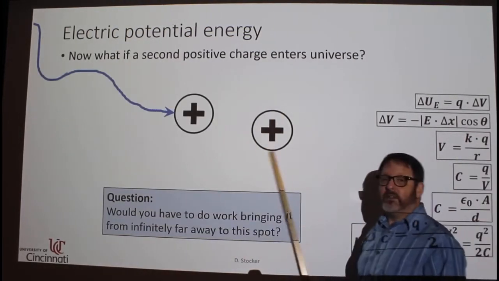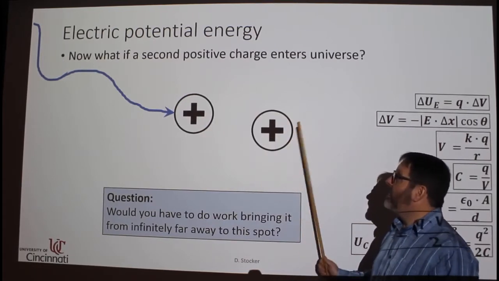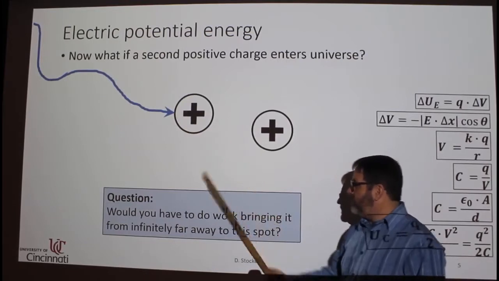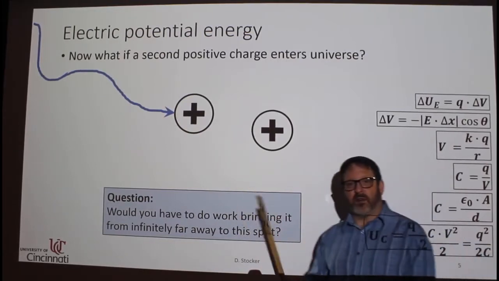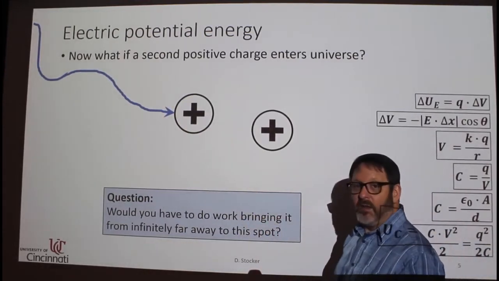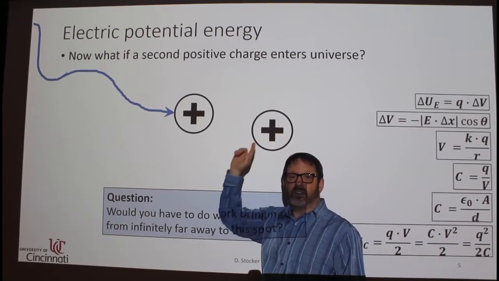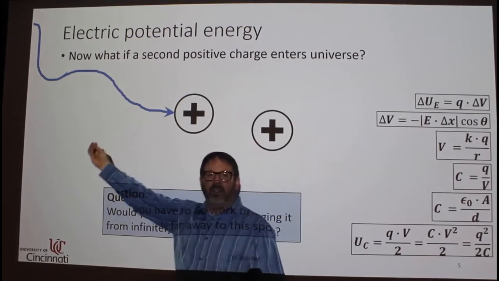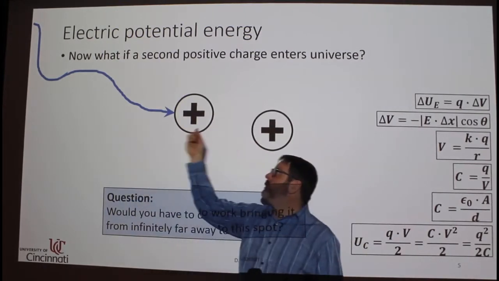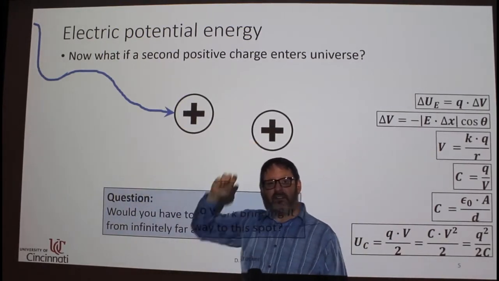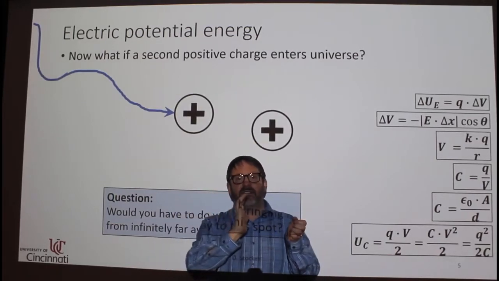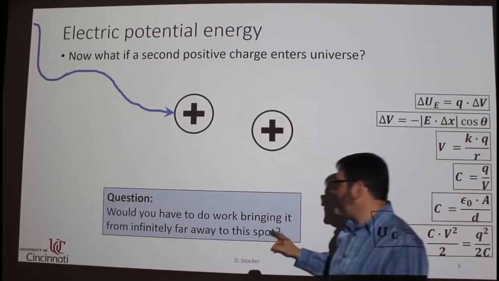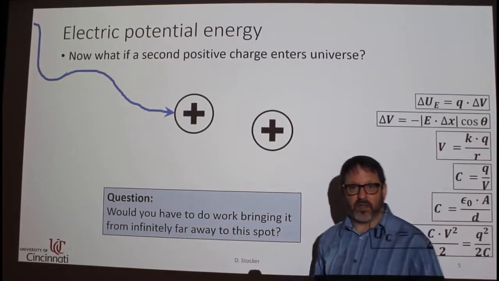We've already brought this particle into this position. What if we bring a second one in? Do you have to do work bringing this one from infinitely far away? Well, now we've got two plus charges. We know the plus charges will repel each other. So if you want this charge to move here next to the other one, then you actually have to push against that force, that electrical force. And so in this case, you would have to do work to bring it to that spot.